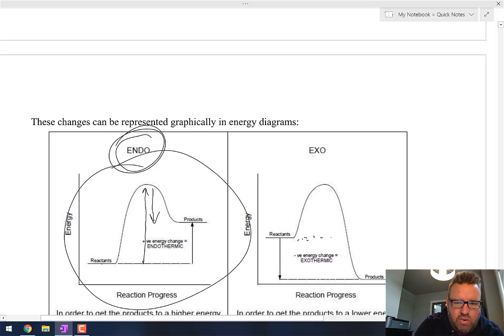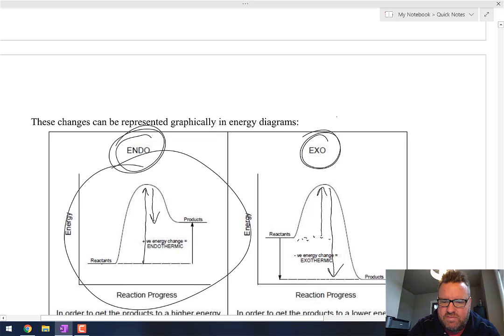Okay, this one though, notice that the amount of energy it took to break the bonds, the activation energy, is far less than the amount of energy that was released when the new bonds were formed. And so overall, that's an exothermic process.